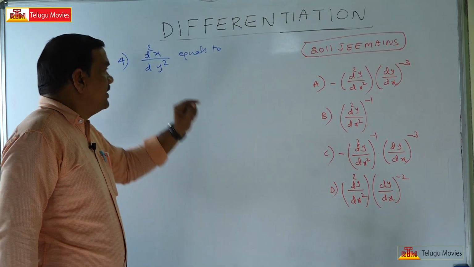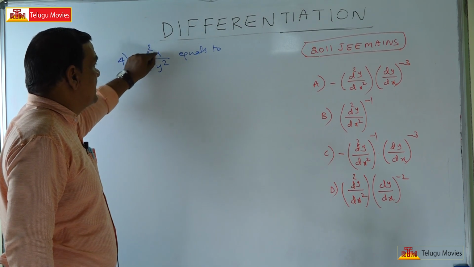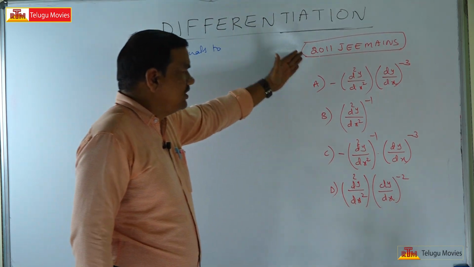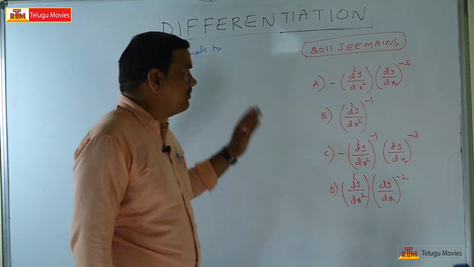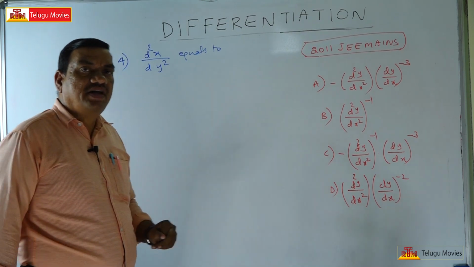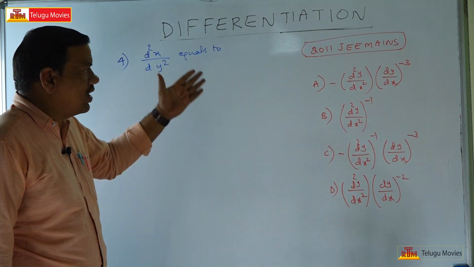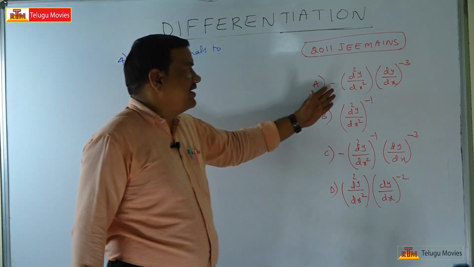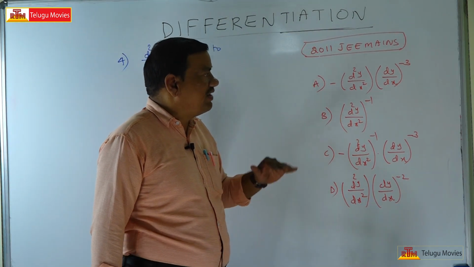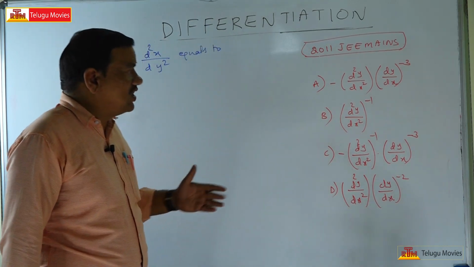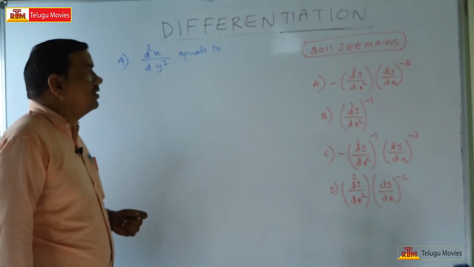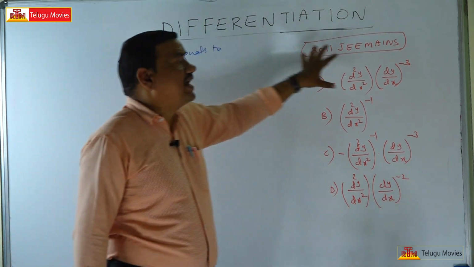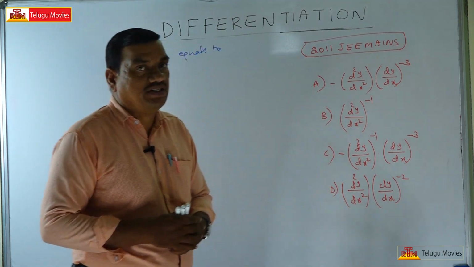Welcome to the fourth problem. Here the fourth problem is d square x by dy square is equal to. See the options here, confusing. By seeing the options only, everybody will get afraid. The first option is minus d square y by dx square into (dy by dx) whole power minus 3, and the other options are like that. Now, how to express this expression in another form?